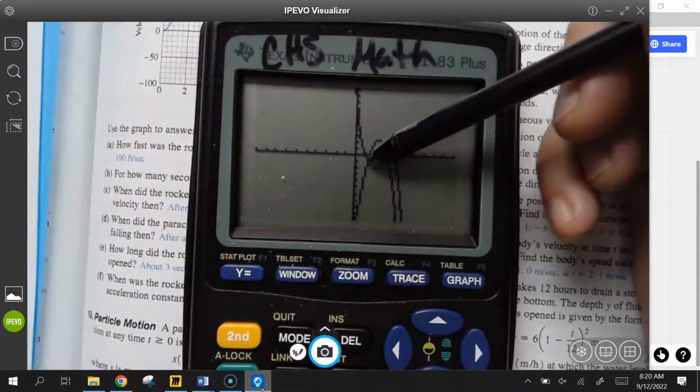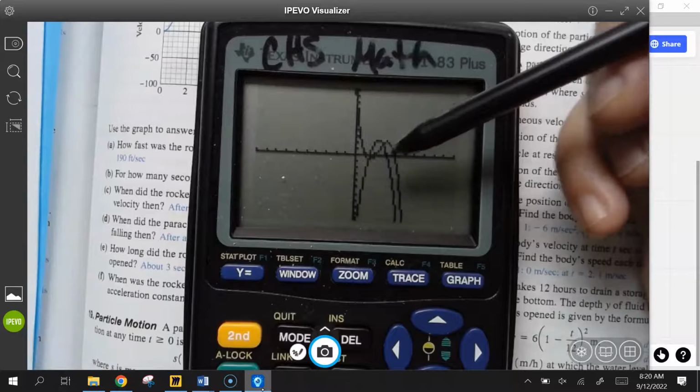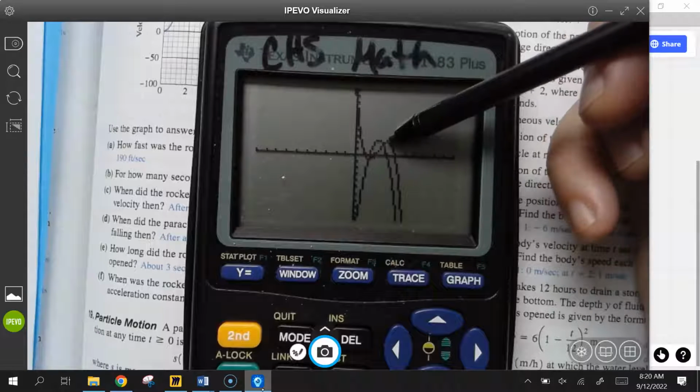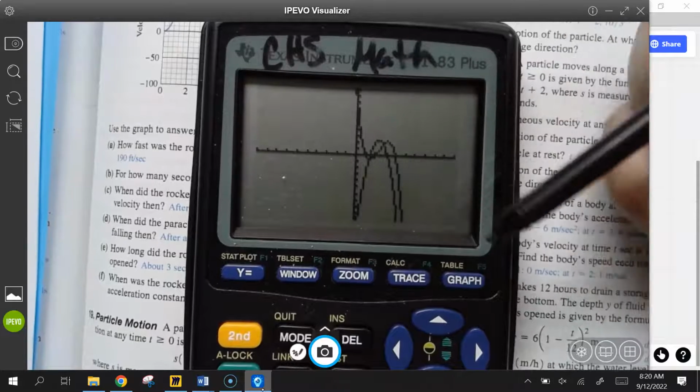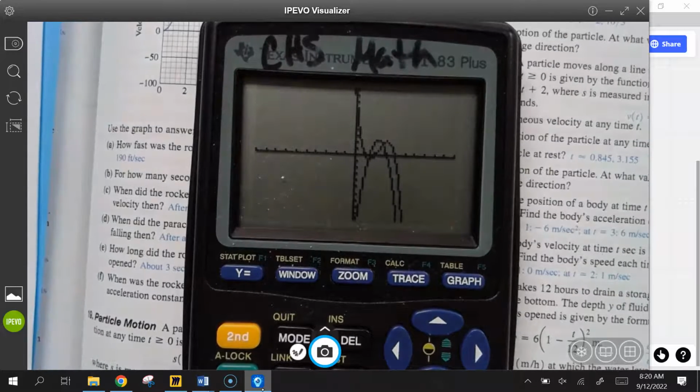I'm decreasing until I get to this 1.4. Then my function is increasing, right? And then it's decreasing again. So do you understand how to look at the difference between the function and the derivative? Does that make sense?